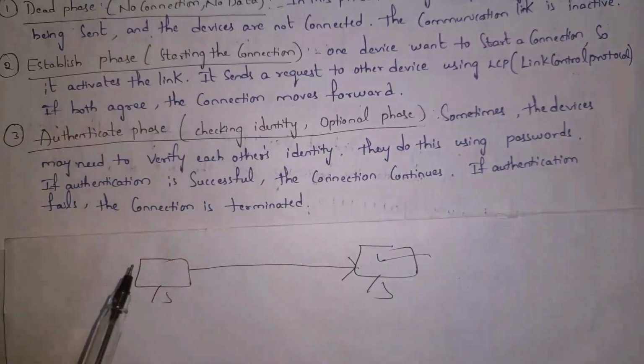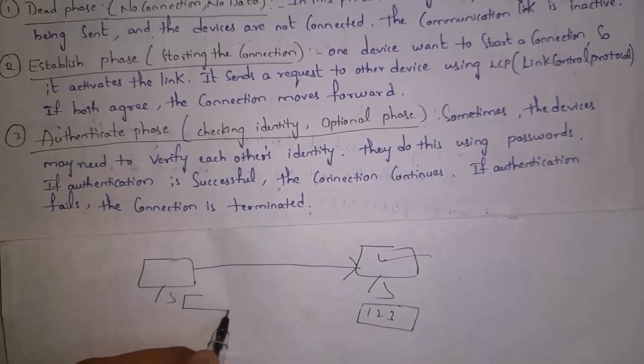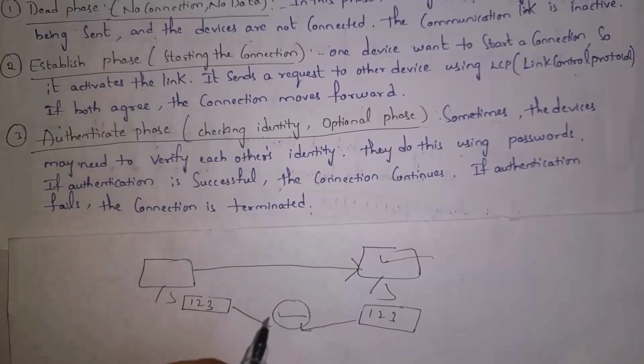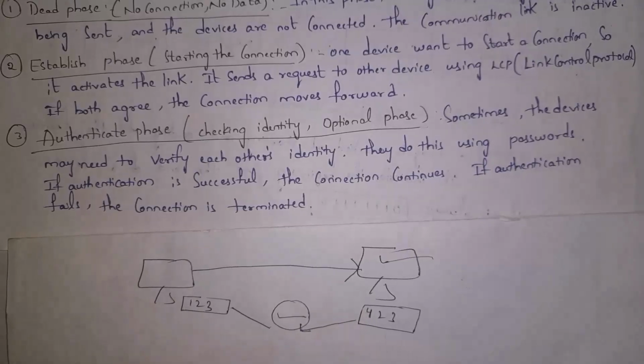This computer wants to send data to this computer. Before that, they will verify each other. Like this computer will enter password like 123 and this computer also enters password 123. If both passwords match, then the connection is successful. They both can communicate with each other. For example, this computer will enter 123 and this computer will enter 456. As the passwords do not match, the connection will be terminated. They cannot communicate with each other.